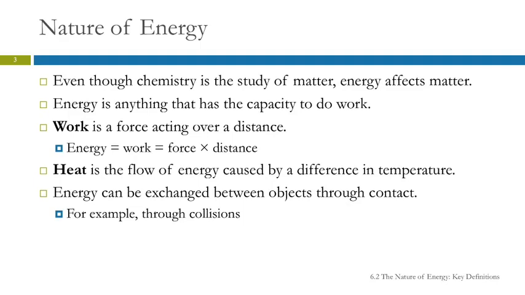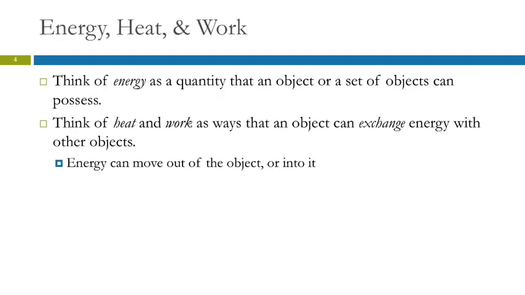Energy can be exchanged between objects through contact, for example, a collision. If one thing collides with another, it can transfer its kinetic energy to the other object and send it flying. We also get heat, that flow of energy, through contact. So we need to think of energy as a quantity that something can have or possess.